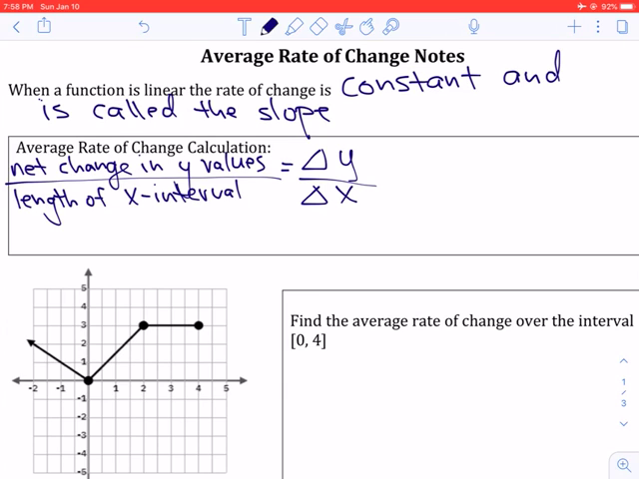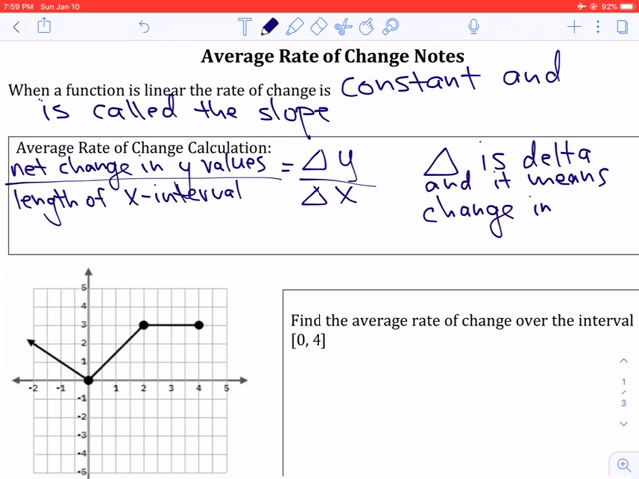So if this is new to you, I'm just going to write that the symbol is delta, and it means "change in." Put little quotation marks around "change in." And now let's do some examples.